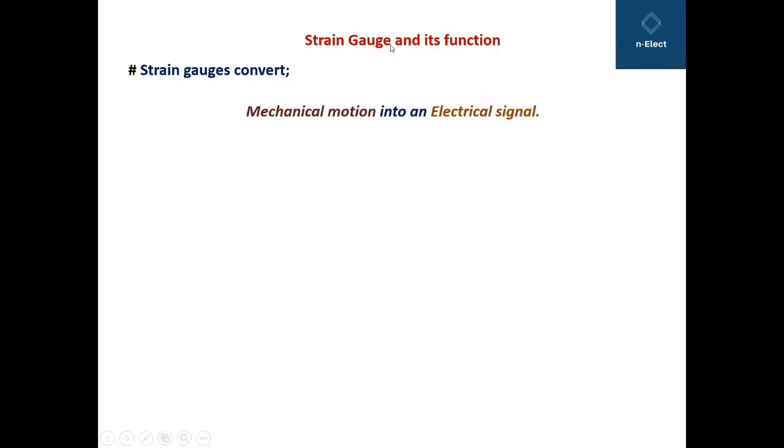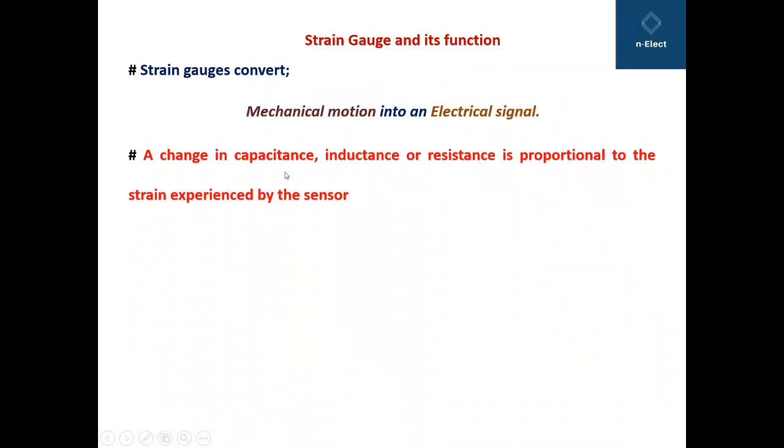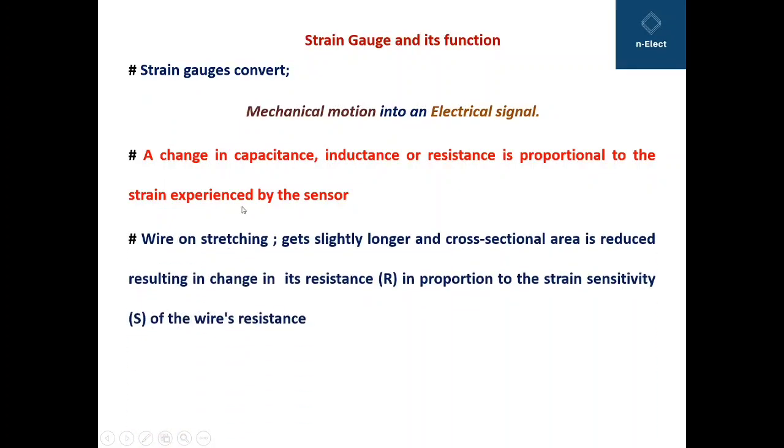Strain gauge and its function. Strain gauge converts mechanical motion into an electrical signal. I mean the mechanical motion into a change in electrical parameter. A change in capacitance, inductance or resistance is proportional to the strain experienced by the sensor. For example, when you stretch a wire, it gets slightly longer and the cross-sectional area is reduced, resulting in the change in its resistance R in proportion to the strain sensitivity S of the wire's resistance.